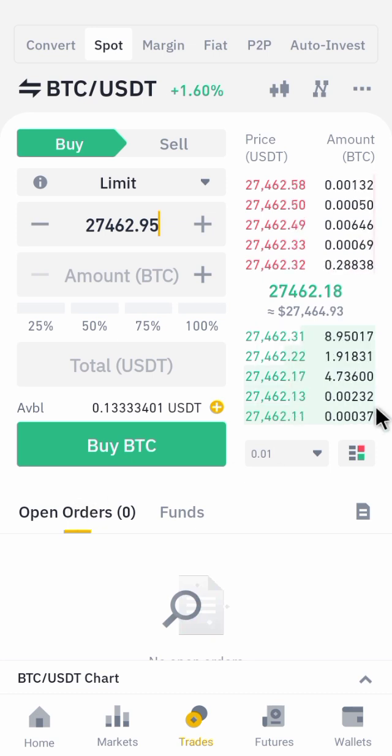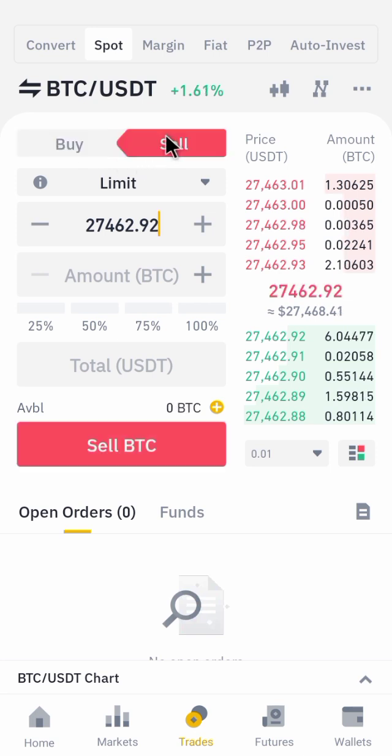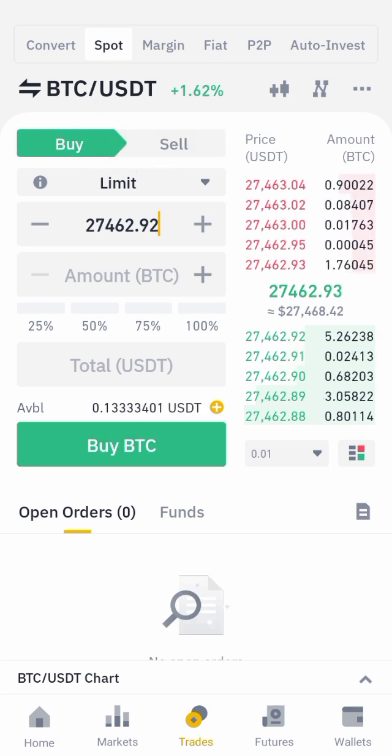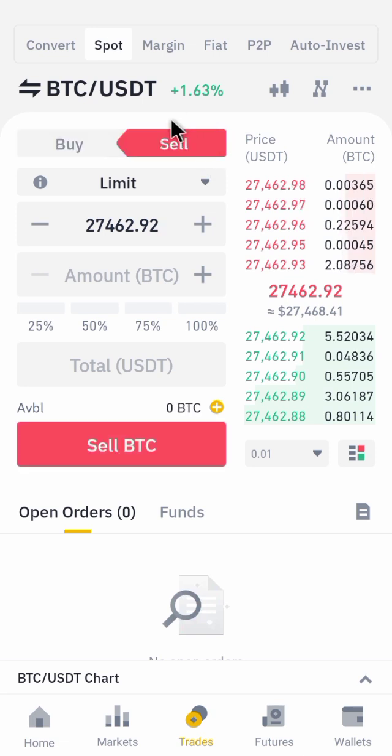So now that I have funded my spot wallet, you can see this section is what we call the order book. In the order book, the red ones at the top are for the sell book and the green ones are for the buy. You can see on the spot trading platform we have the buy and we also have the sell. With the buy, you predict that if Bitcoin goes high, you get profit, and you can also predict if Bitcoin goes down by choosing sell.